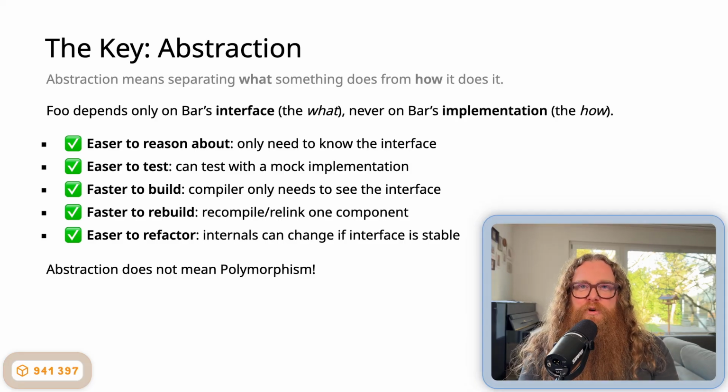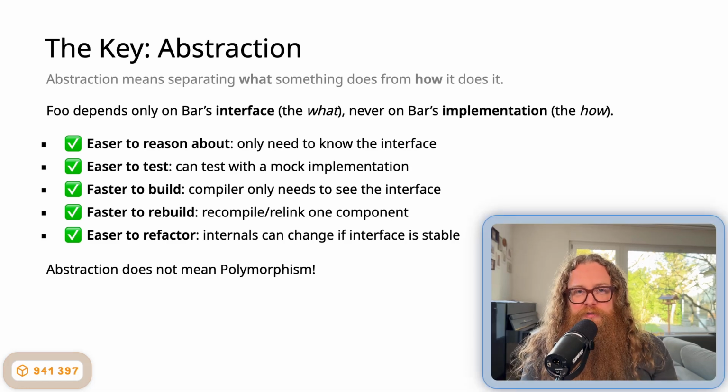Of course, I say easier here. It's not easy. It's still complicated, right? Because components still have dependencies. There are other ways we can reduce the number of dependencies that make it even easier. But just the abstraction itself makes it easier to reason about, easier to test.